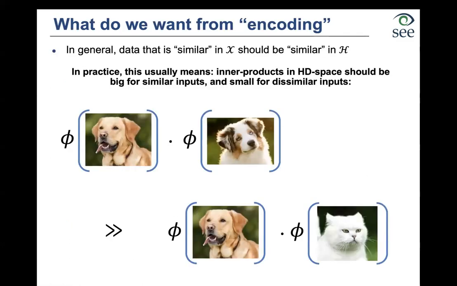So in general, we typically motivate encoding by saying that what we want encoding to do is preserve similarities in some way. What we want is that data that is similar in its original representation should be similar in its embedded or HD representation. In practice, what this usually means is that we want inner products in HD space to be big for inputs that are similar in the ambient representation and small for dissimilar inputs. So for example, if we have pictures of dogs and cats, we would typically want the embeddings of two dogs to have a higher dot product than the embeddings of a dog and a cat.